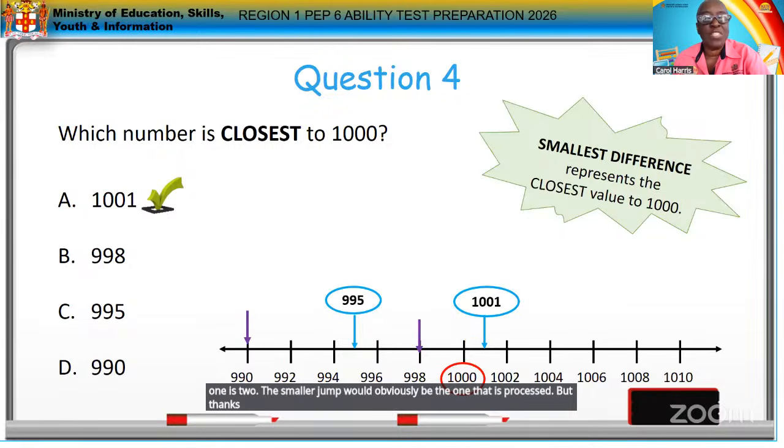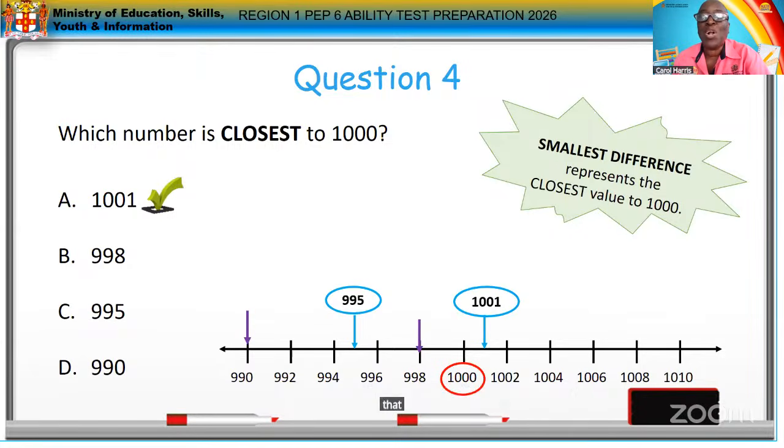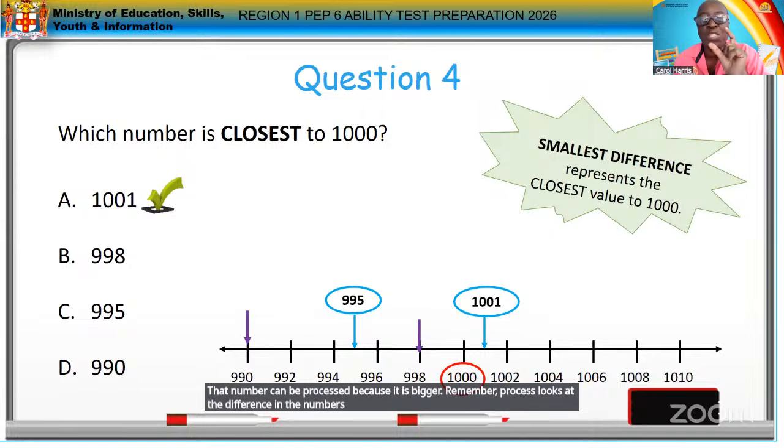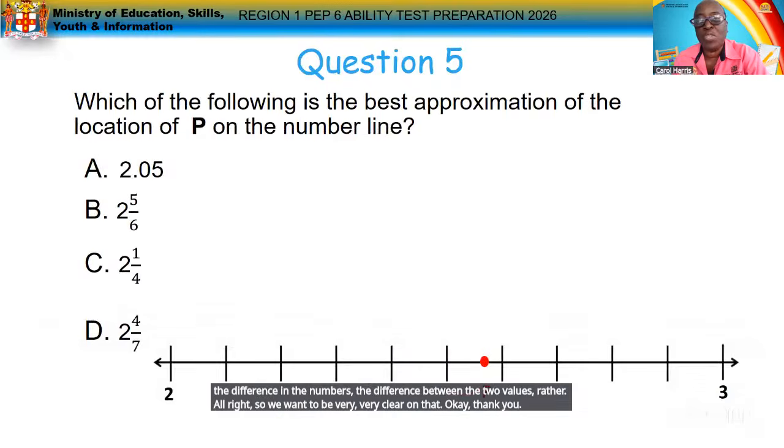But thanks for the annotation, Miss. So we are all clear on that. One of the biggest takeaways I want for most of us: sometimes we think that a number can't be closest because it is bigger. Remember, closest looks at the difference in the numbers, the difference between the two values rather. We want to be very, very clear on that. Okay, thank you. So we can move on to our next one.